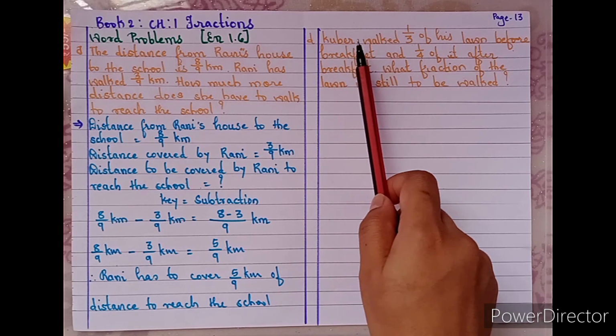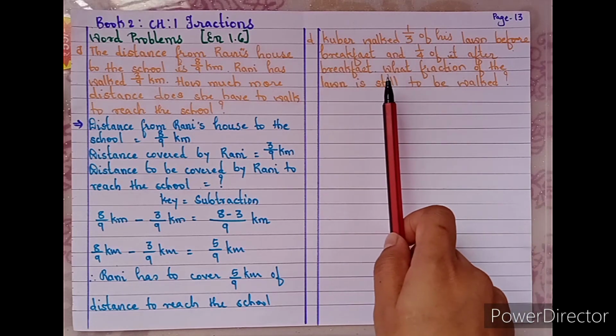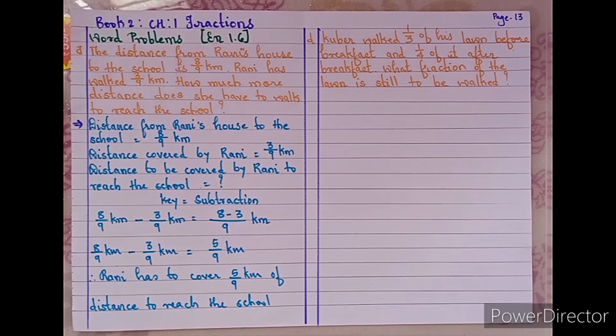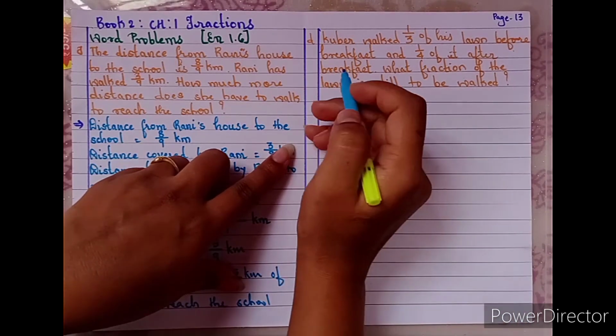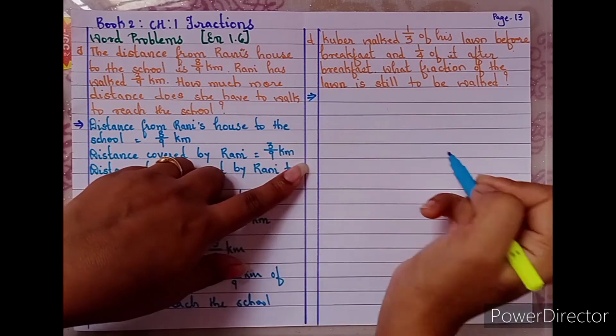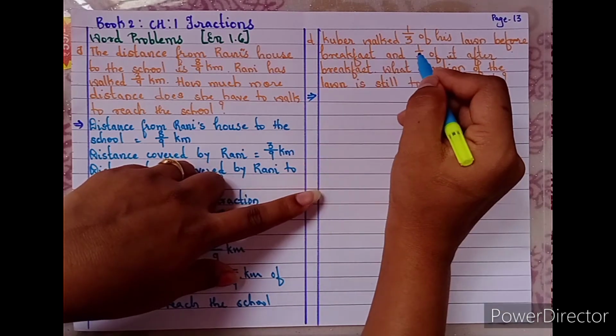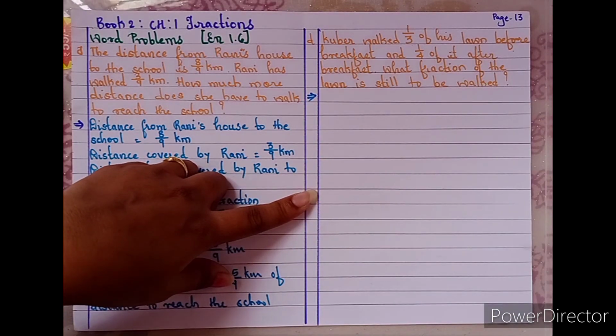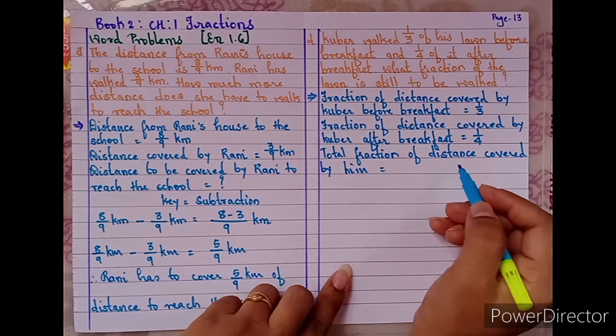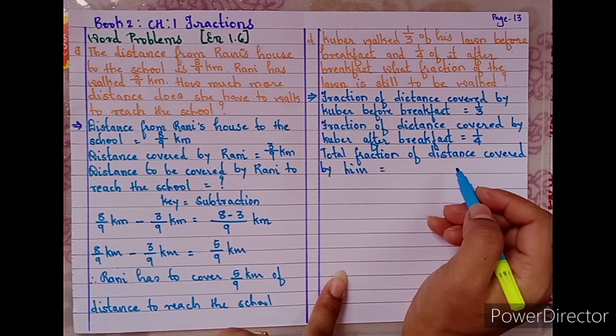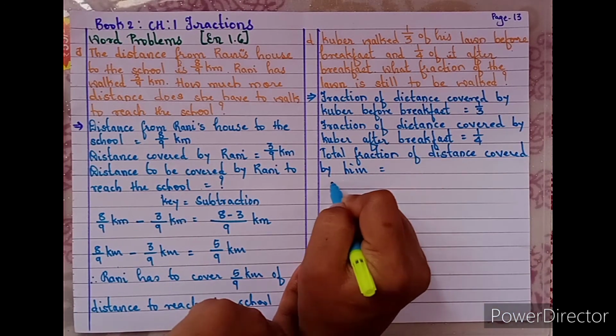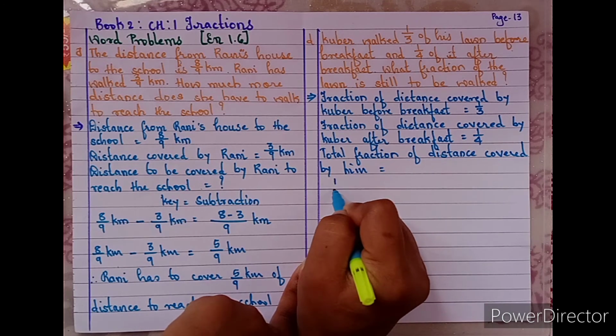So let's do that. First we have to write the given things. First statement: distance covered by Kuber before breakfast, distance covered by Kuber after breakfast, and distance covered by him in all. We have to add the fractions together. So the total fraction of distance covered by him is what we have to find. So let's add this together.